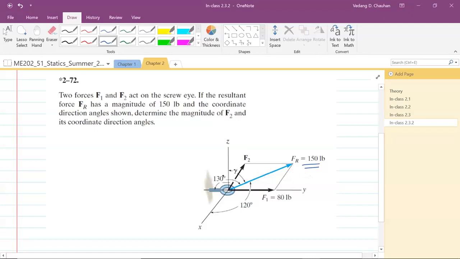So for Fr, the resultant force, we know the angle alpha, which is 120. We know angle beta, which is 130. We do not know angle gamma, so we need to determine that. Determine the magnitude of F2 and its coordinate direction angles. So we need to calculate everything for force F2.